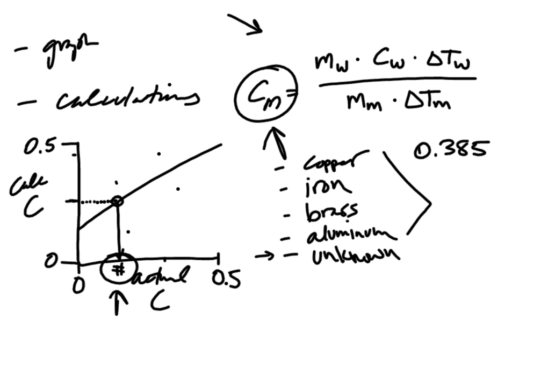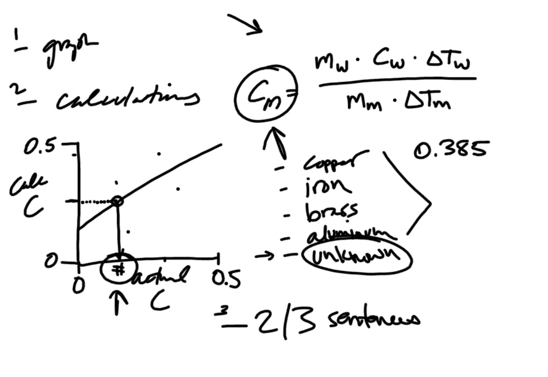All right? And then, of course, the last thing: one was the graph, two was the calculation, and three is I need two to three sentences. Not two-thirds of a sentence, three sentences. Telling me what your unknown metal is, and then some justification of that choice. I'm going to show you the table real quick.